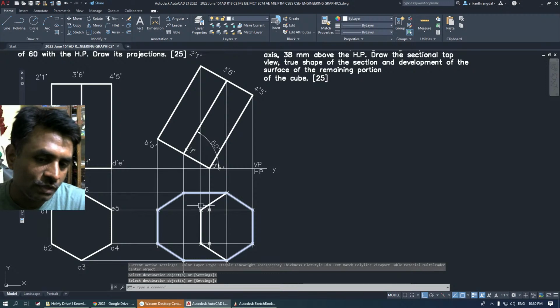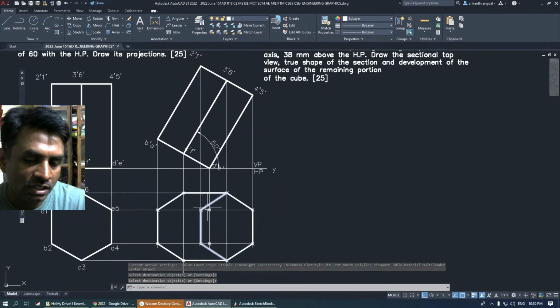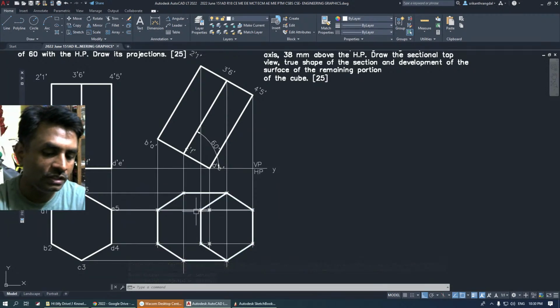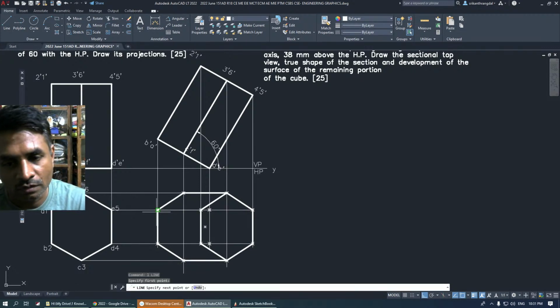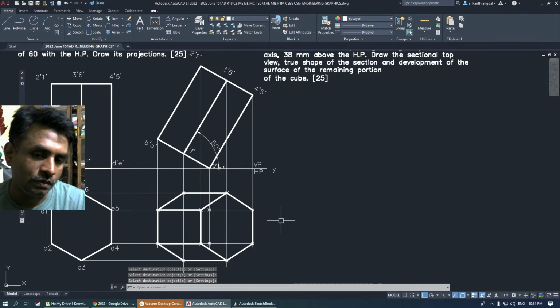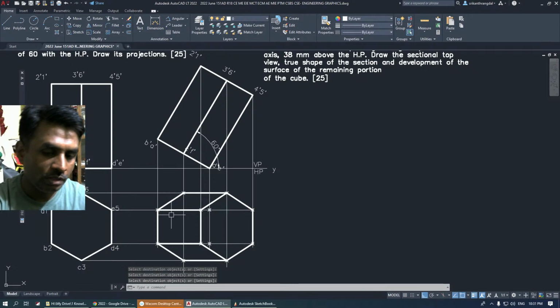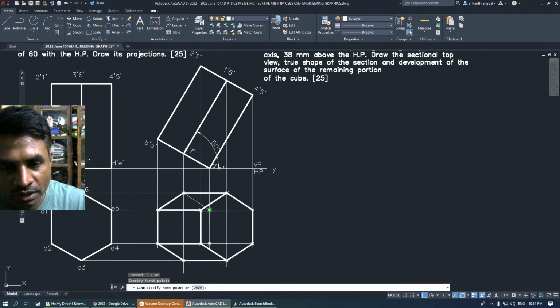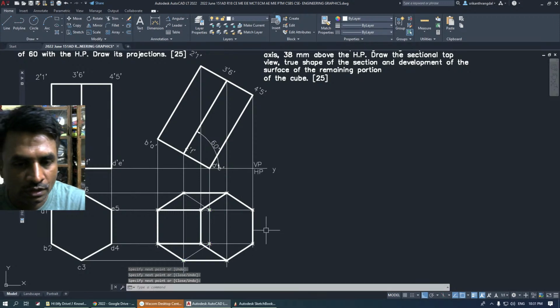Now that these edges are visible, when two edges are intersecting at an obtuse angle, the third edge from that corner will also definitely be visible. So we're just going to make this edge and this edge here visible. Then, finally, the hidden edges will be located like this.